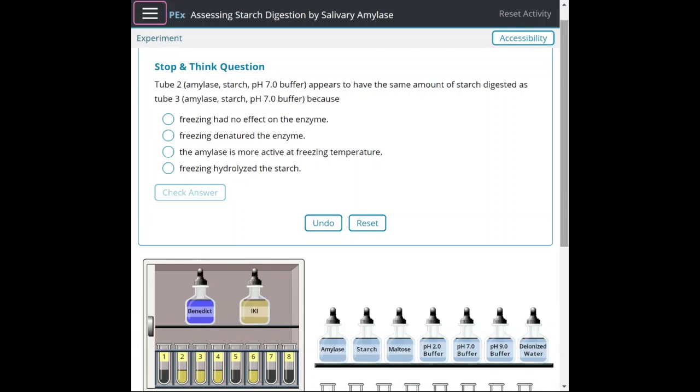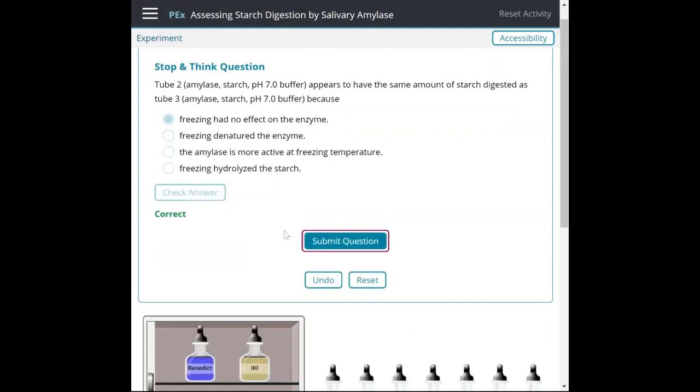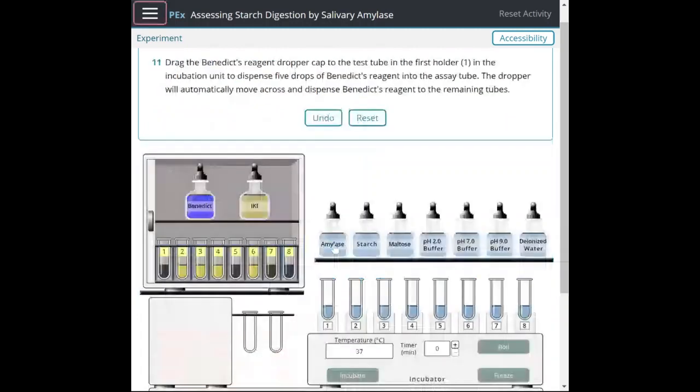Did it denature the enzyme? Is the enzyme amylase more active at a freezing temperature? Or did the freezing itself digest the starch? So most of you guys are saying that freezing had no effect. Good job. Was that our prediction? I don't remember what our prediction was. Was our prediction right?